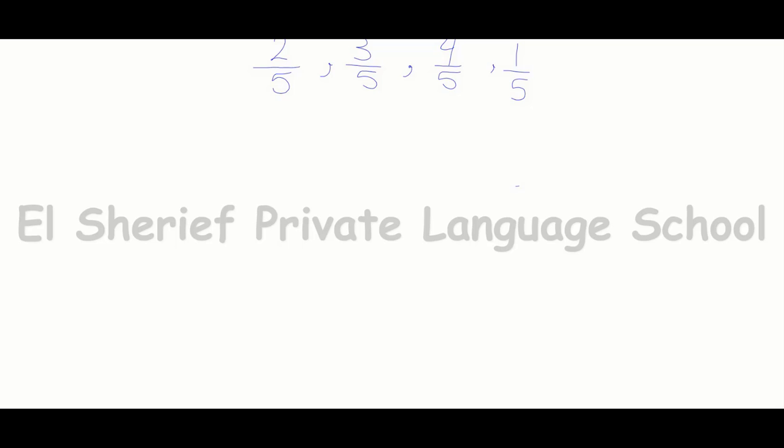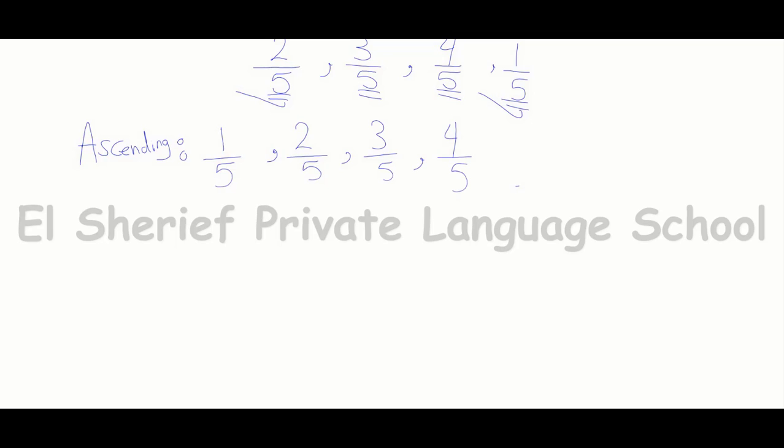We just look at the numerator because here we have the same denominator, so we look at the numerator. The smallest numerator, the smallest fraction, so the smallest one is 1 over 5, or one fifth. The second one, 2 over 5, or 2 fifths. Here we have ascending order. Second, 3 fifths. 4 fifths is the greatest one, the greatest fraction.